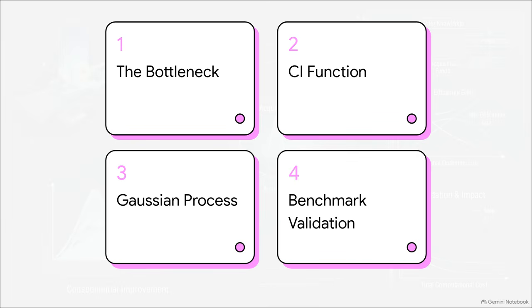Here is our roadmap for today. We're going to cover 5 main areas. First, the computational bottleneck. Second, multi-fidelity Bayesian optimization and validation costs. Third, the consequential improvement, or CI function. Fourth, the Gaussian process modeling framework. And finally, the benchmark validation findings.